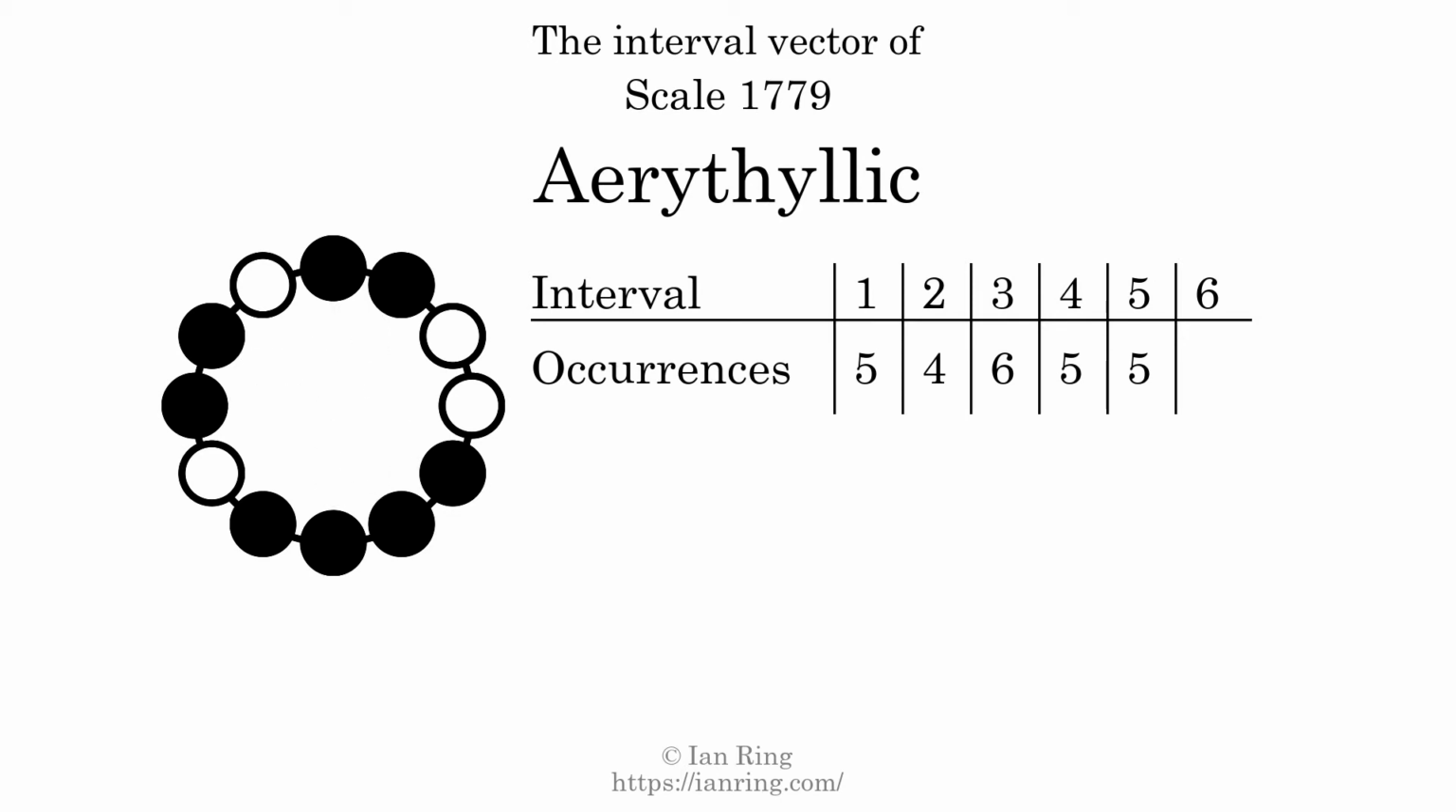There are 5 intervals with the size of 5 semitones. They are here, here, here, here, and here. There are 3 intervals with the size of 6 semitones. They are here, here, and here. Each interval does not appear in this scale a unique number of times, so this is not a deep scale.